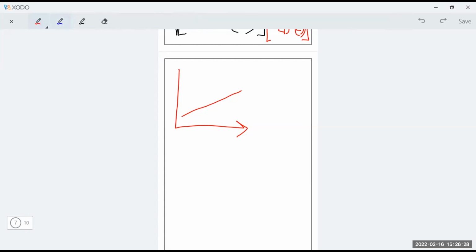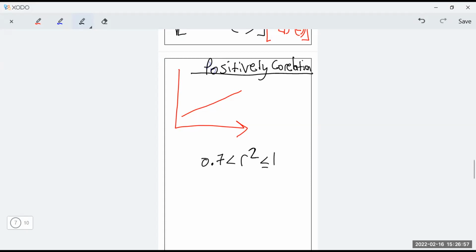Now, the positive correlation can either be strong, moderate, or weak. So in this case, we know it is positive, so we're looking at the positive cases first. There's a positive correlation, Jamie, but it can be strong if R is between 0.7 and less than or equal to 1. This is when it is having a strong positive correlation.